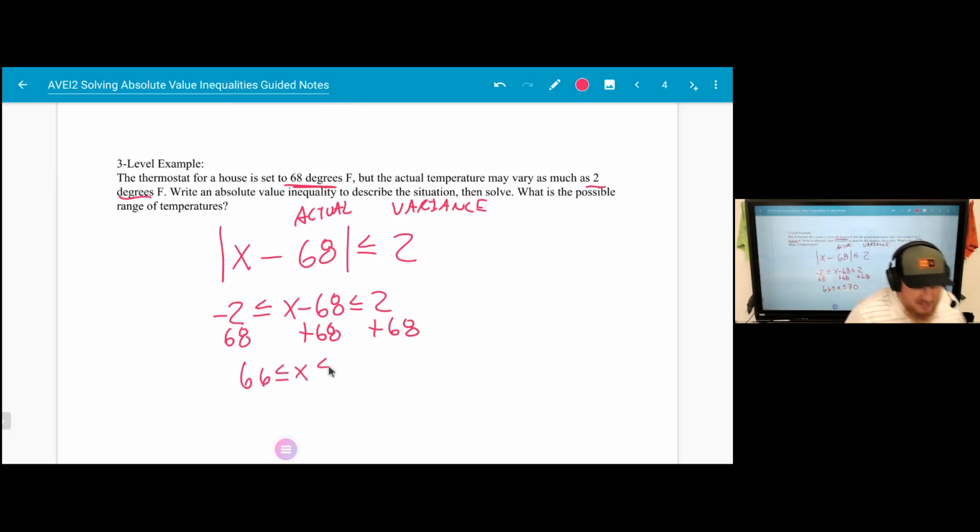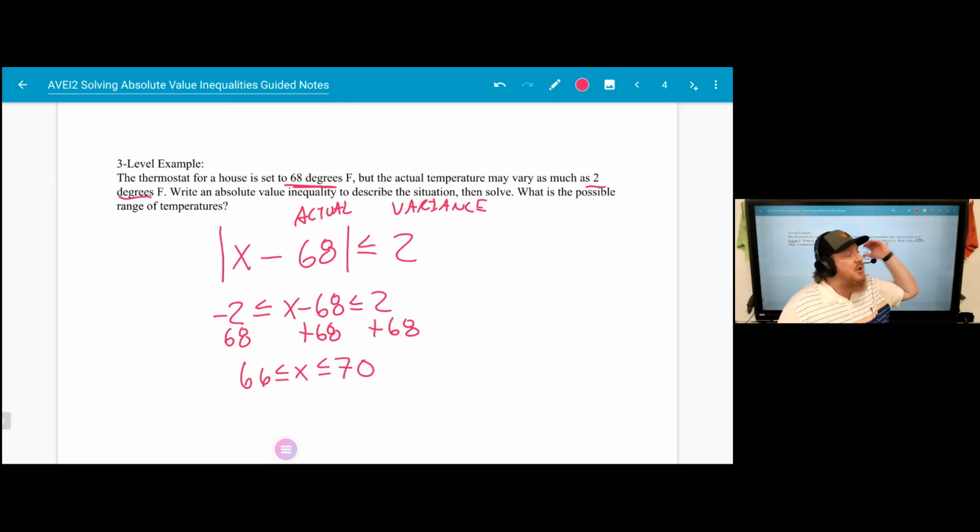And you're gonna say, Mr. Brayman, how is that different from what we did with the equations? And there's a key difference, because with the equations, we're saying, what are the extremes? The highest could be 70 and the lowest could be 66. But we're saying inequality is it could be anywhere in between these things. So x, your temperature could be anywhere between 66 and 70. So it could be 67. Yeah. Could it be, I don't know, 68.5? Yeah, because it's between those values. All right. So that's what we're looking for. What's the possible range of temperatures? Between 66 and 70 degrees Fahrenheit.